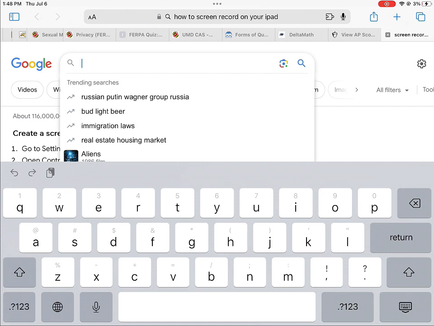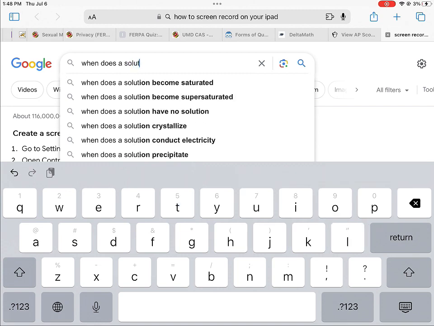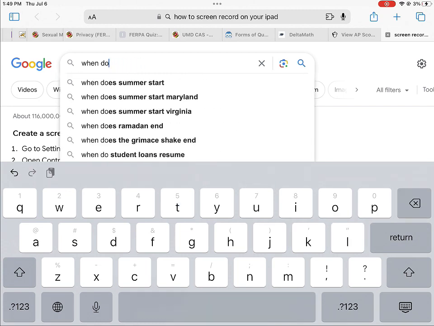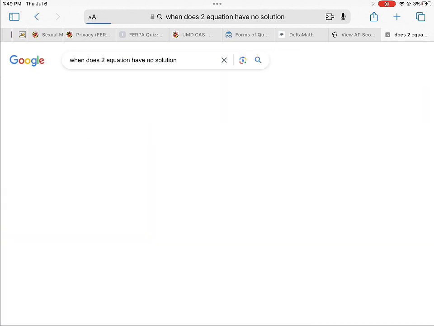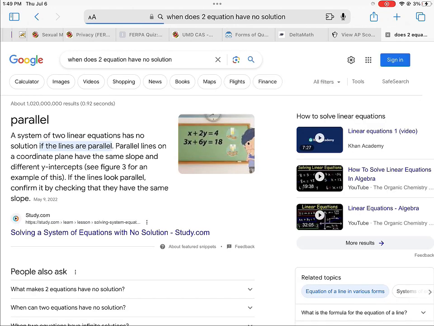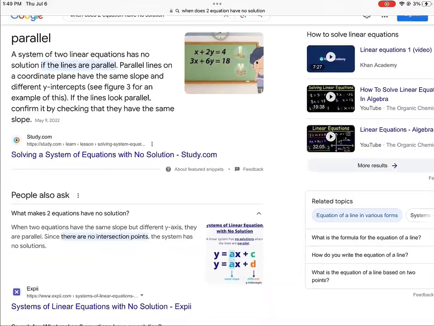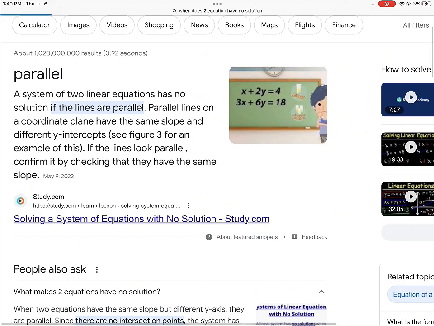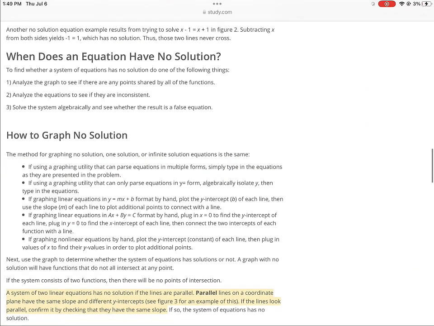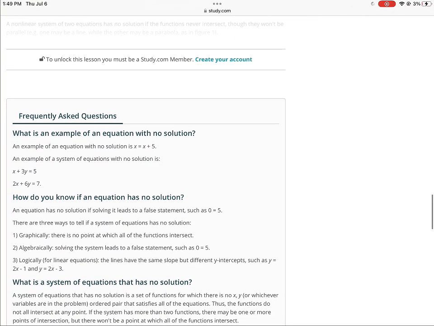When does a solution, when do two equations have no solution? When the, yeah, lines are parallel, right? So isn't that the one we're solving? But that's not the one we're solving now. Okay, doing a bit of research how to get blah blah blah. Ax.